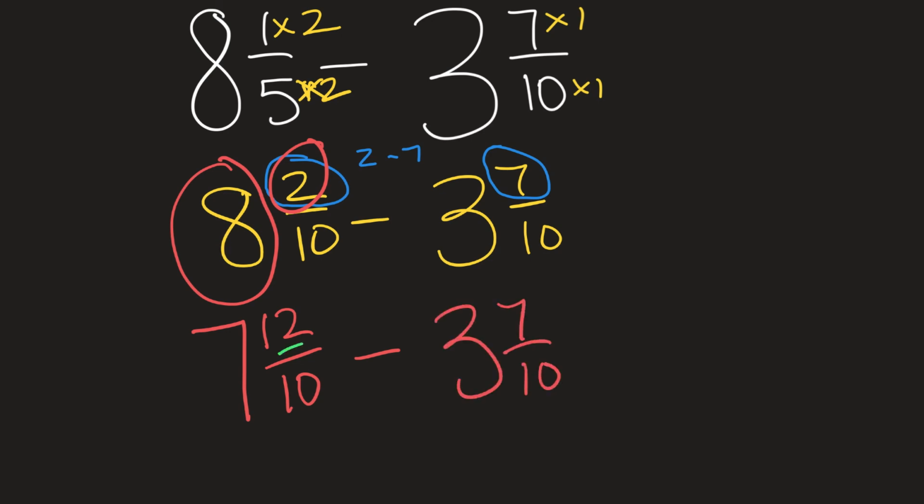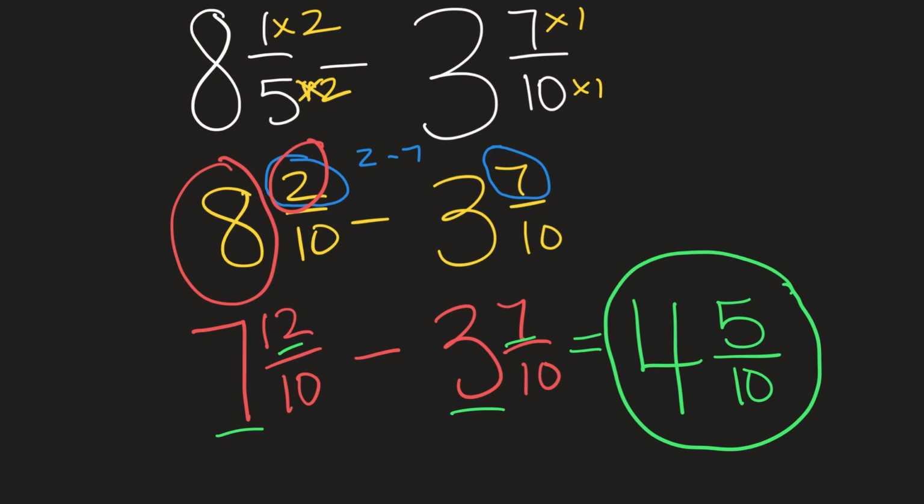Now, can I take 7 away from 12? Yes. So 7 minus 3 is 4. Denominator stays the same. And 12 minus 7 is 5. So the answer is 4 and 5/10.